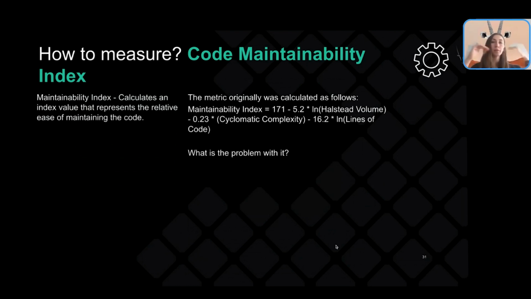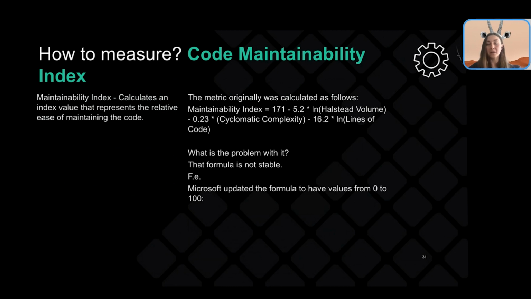What is the problem with the maintainability index? First of all, it's not actually considered, at least according to my knowledge so far, as really a standard in IT. And the formula is not stable. What does it mean? It means that, for example, Microsoft updated the original formula that was created and changed it slightly. But still, if I'm getting a number like 50 in code maintainability, I do not know which formula was used, and it's just getting a bit more confusing.